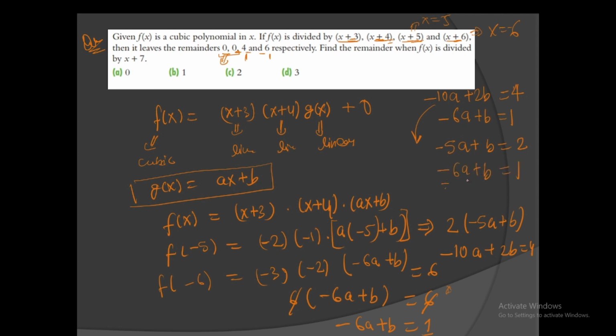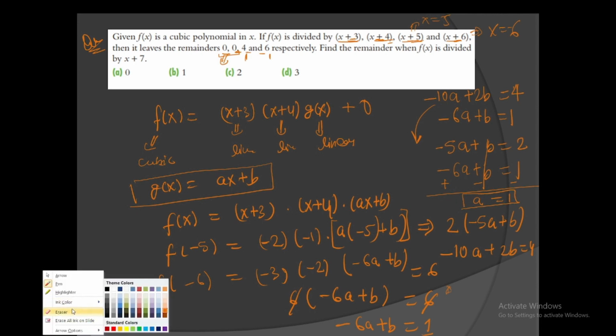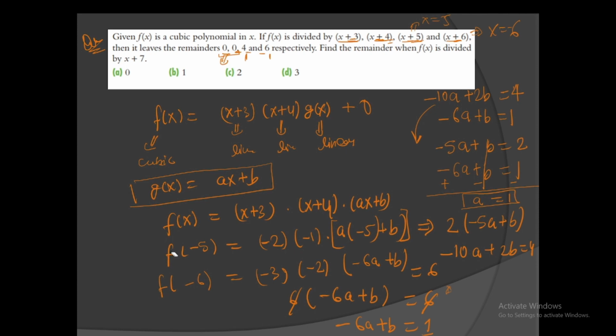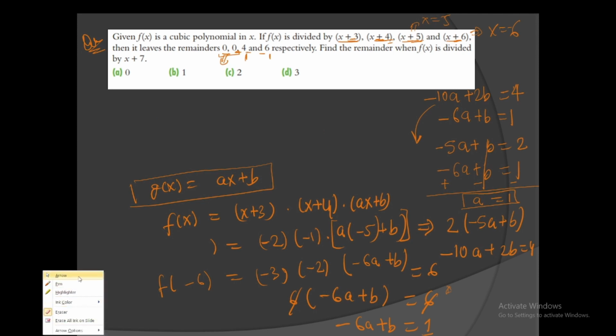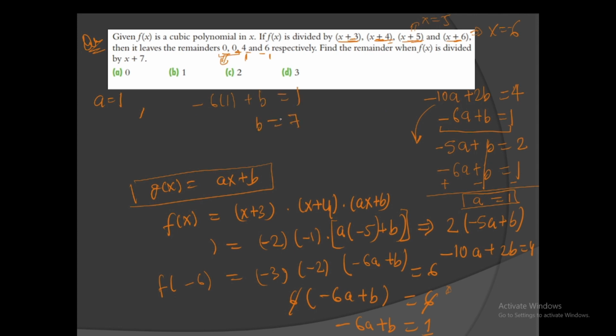So if we subtract, subtracting will lead to the change of sign, so it will get cancelled and it will be 1. The value of a turns out to be 1. Clearing the space over here. From over here we get the value of a equal to 1, and since this equation is minus 6 into 1 plus b equal to 1, the b value comes out to be 7. So g of x is basically what? x plus 7, right? So our f of x will be how much?